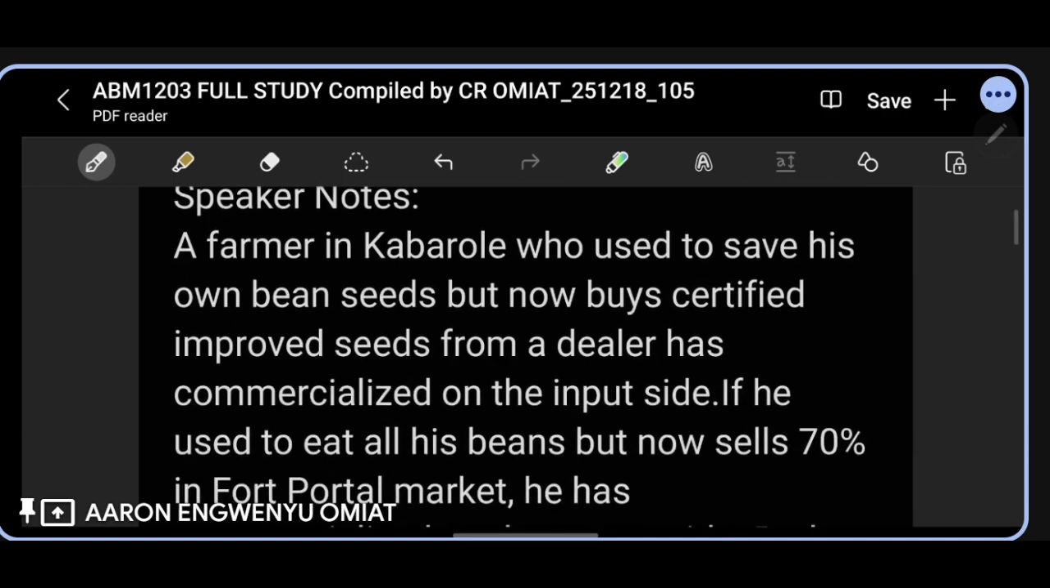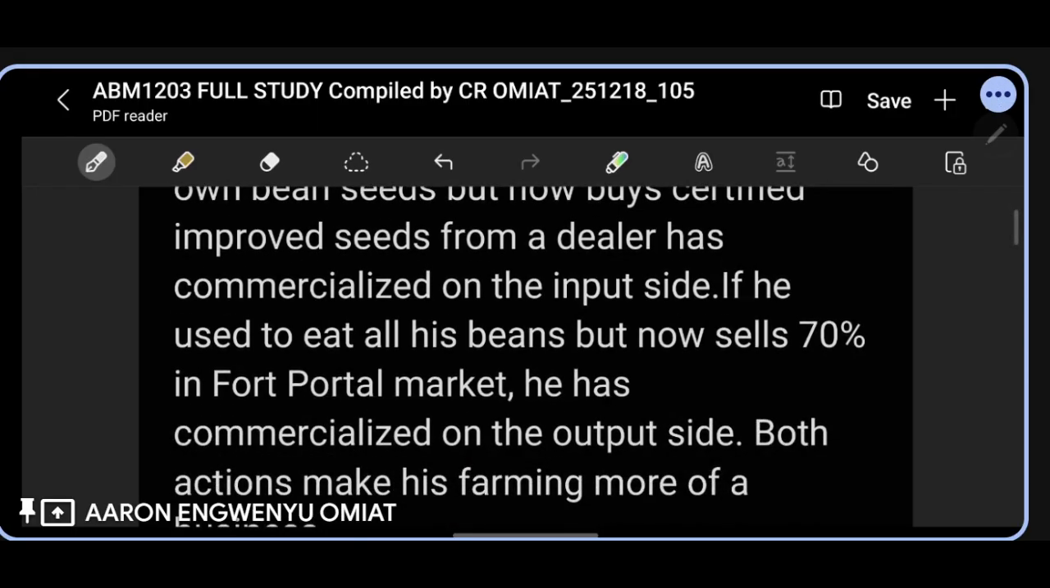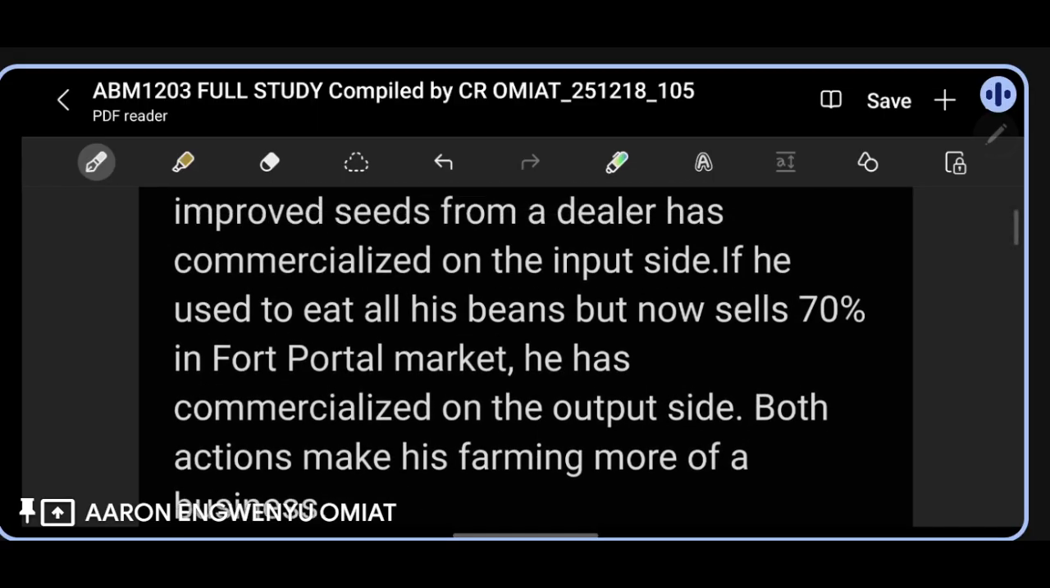Now they're giving us an example. A farmer in Kabarole who used to save his own bean seeds, so that after harvesting he would keep some of the seeds and plant them the next season, but now buys certified improved seeds from a dealer, has commercialized on the input side. If he used to eat all his beans but now sells 70% in the market, he has commercialized on the output side. But both actions make his farming more of a business.